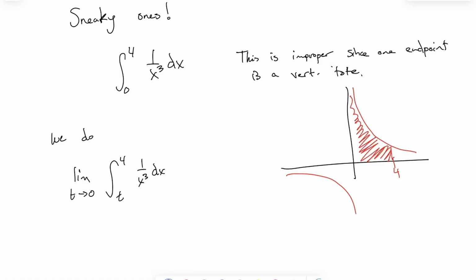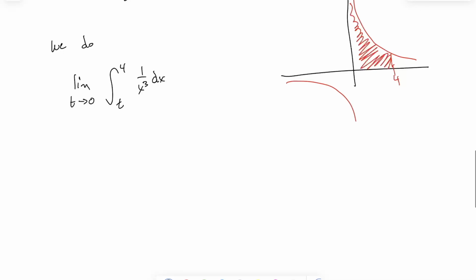And our strategy is exactly like the other improper integrals. You turn it into a limit as t approaches the problem value, be it infinity or something where there's an asymptote. You can do this in exactly the same way. So let's just try this one. How would I do that integral? 1 over x cubed?